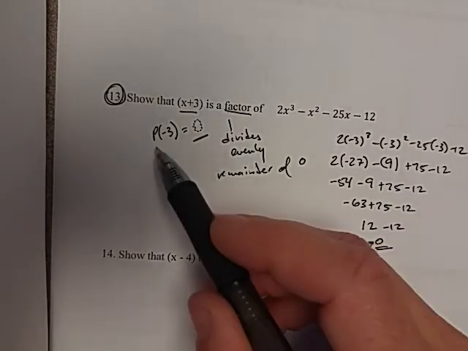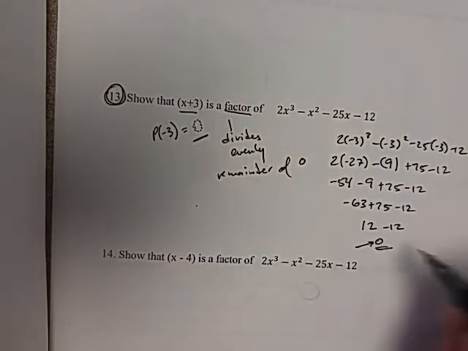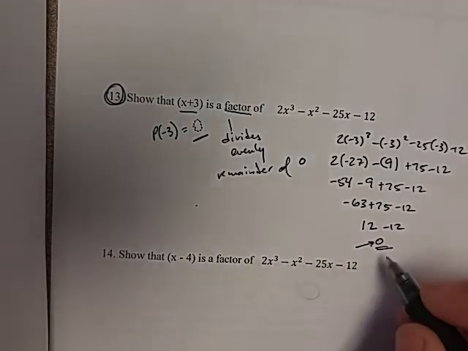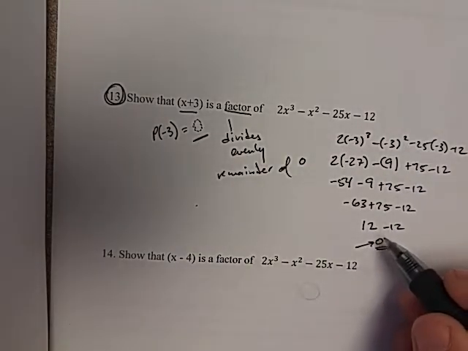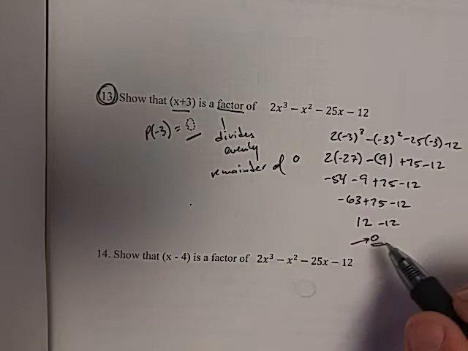So if I plug in -3 and I get out 0, that means that the remainder is 0. So this work would prove that x plus 3 is a factor.